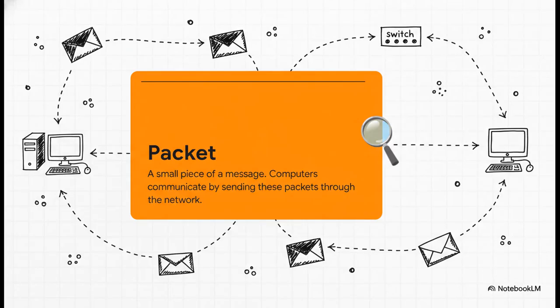Okay, so how do they actually talk? Well, they send messages, but they break them up into these tiny little pieces called packets. The best way to think about a packet is like a digital envelope. Your computer writes it, sends it to the switch, and the switch acts like a super fast mail carrier, delivering it to the right device on your network.